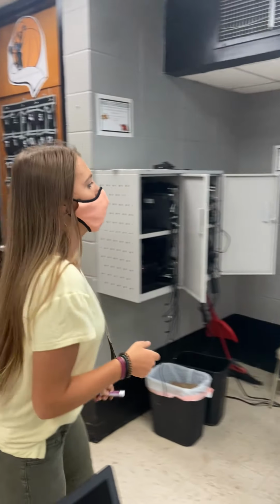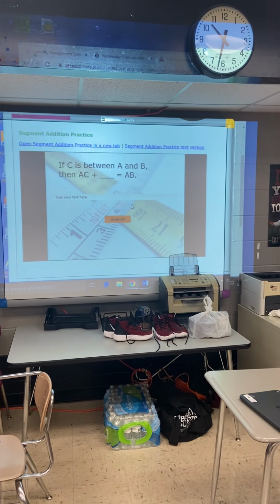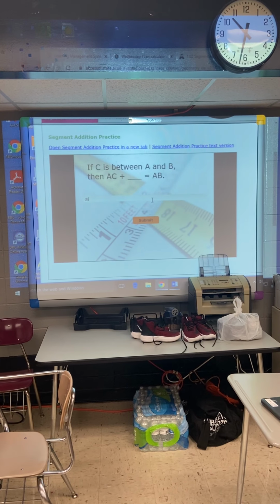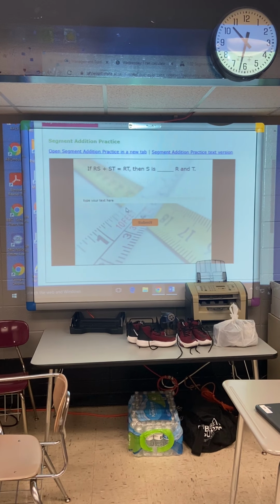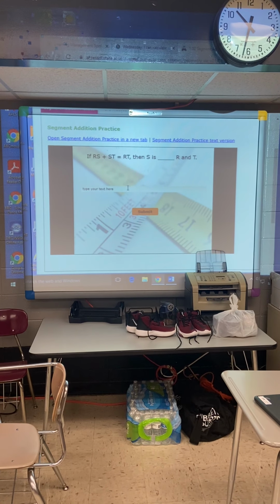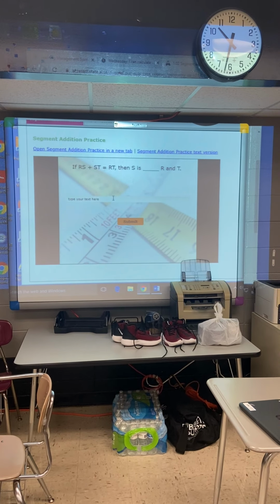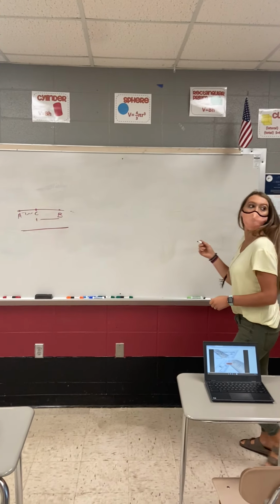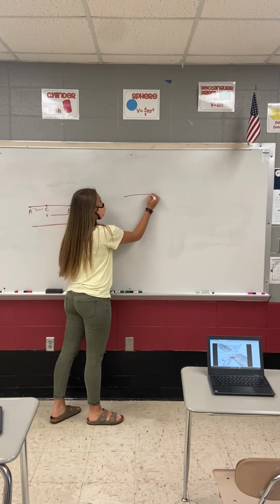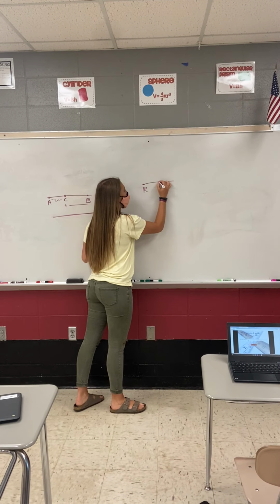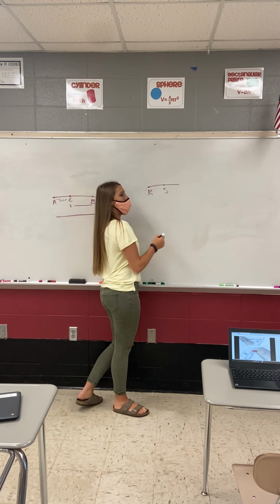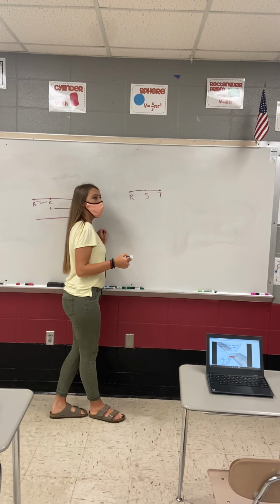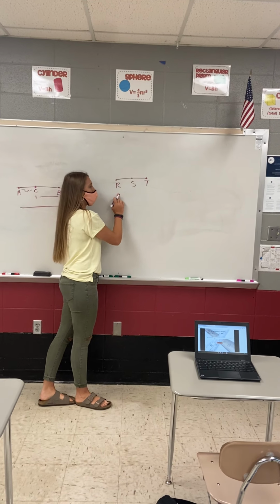So you're going to go in and type in CB as your answer, and you'll get correct. Now this one says if RS plus ST equals RT, then S is blank R and T. So again, I'm going to draw a picture. If RS, so I know I'm going to have an R, and I know I'm going to have an S. And then, so it says if RS plus ST, so I know I got to have a T somewhere, then S is blank R and T.